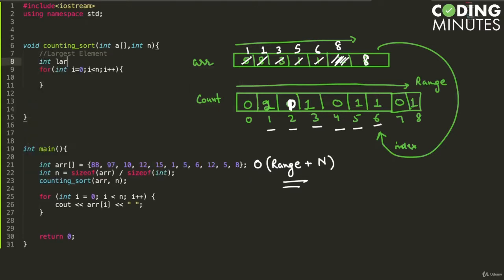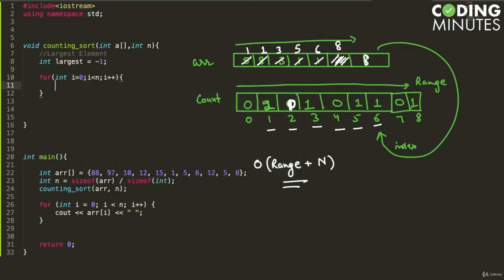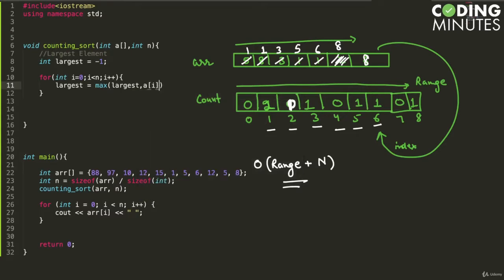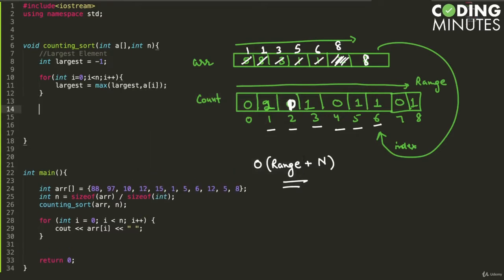Then I can say the largest is -1 by default. And if I want to find the largest element, then I will say, okay, largest is maximum of array of I and largest. So this will give me the largest element. Okay, then I will create a count array.